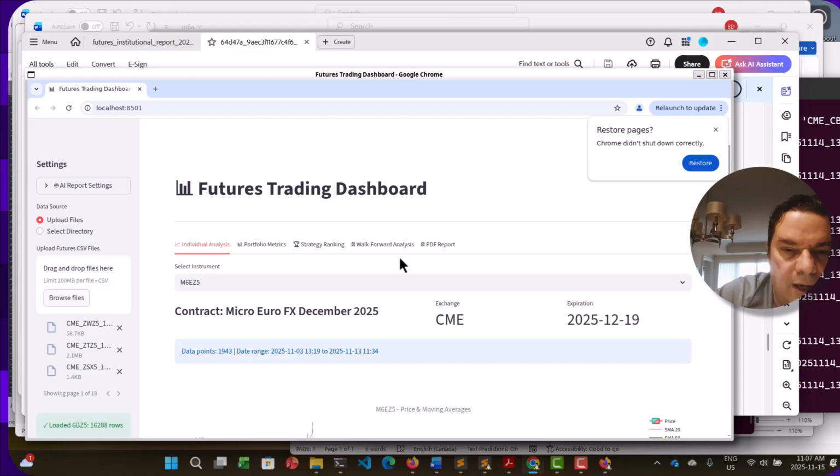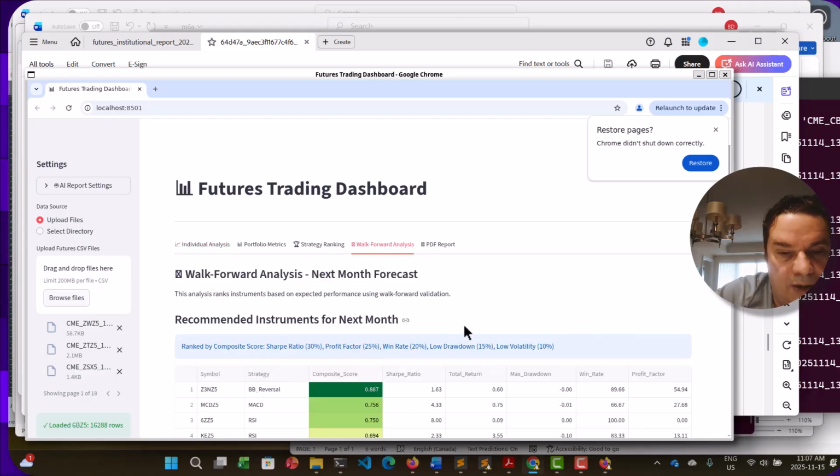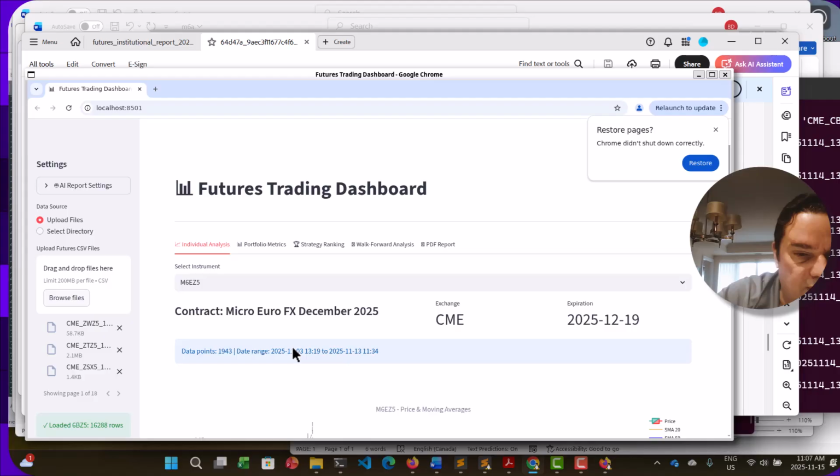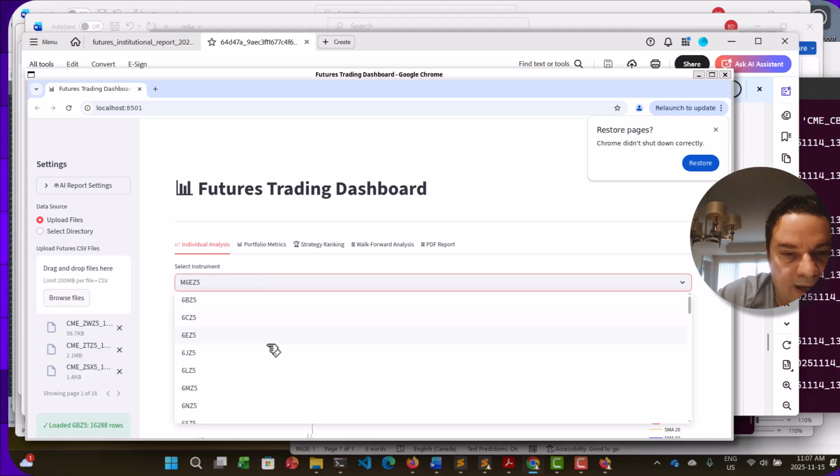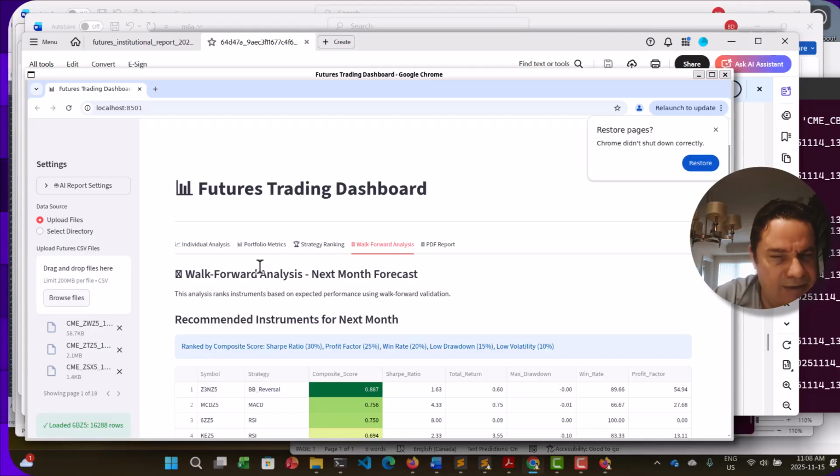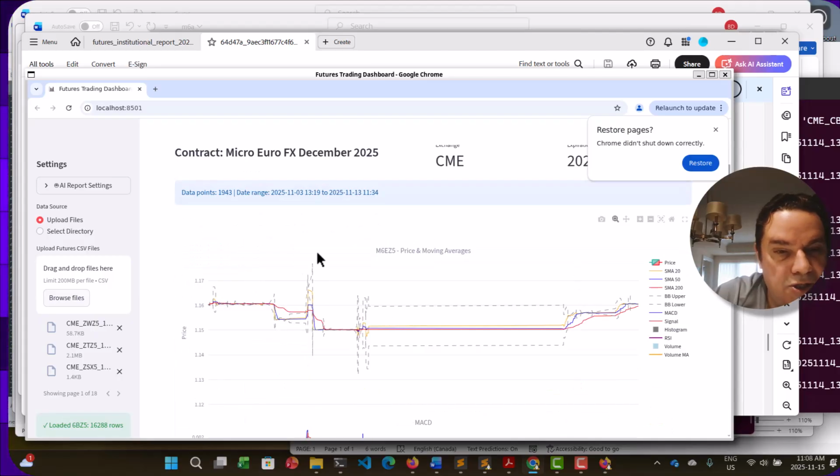But let's take a look at another one, based upon the walk forward. So here we have the Z3N. That's a Bollinger Band reversal, a simple strategy. That's again projected. That is Z3N, so let's check it out.